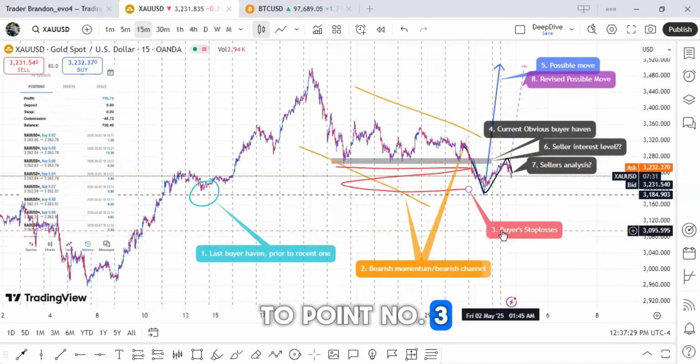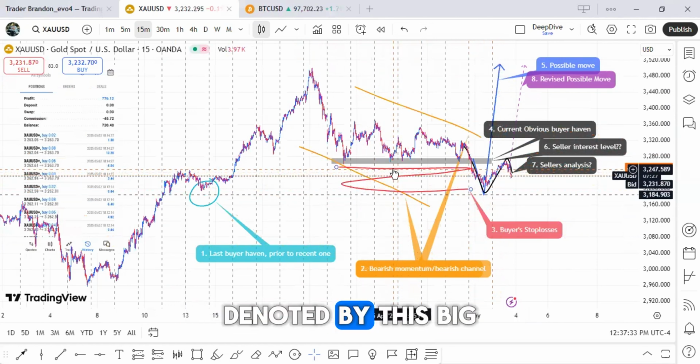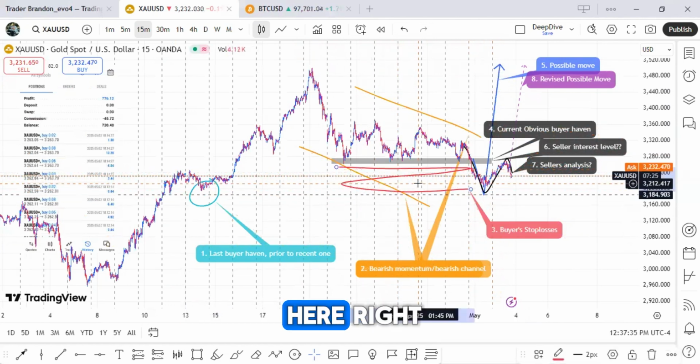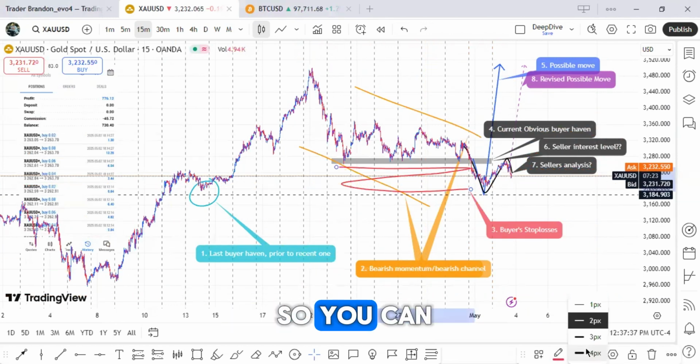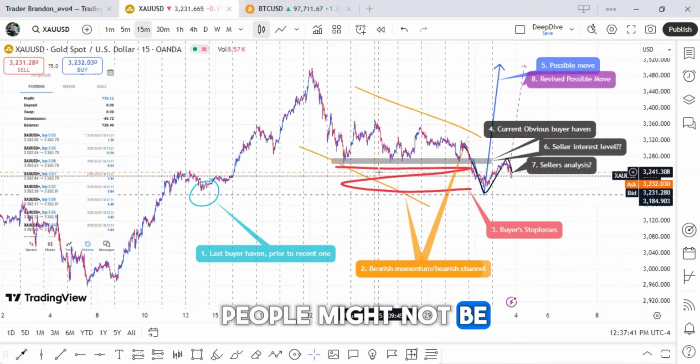So let's go to point number 3, buyer stop losses. Now, you see buyer stop losses denoted by this big kind of Z drawing here, right? I'll make it bigger so I can highlight it because I know that some people mightn't be seeing it too well.